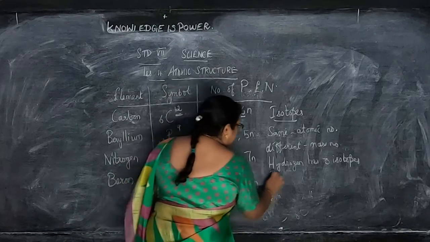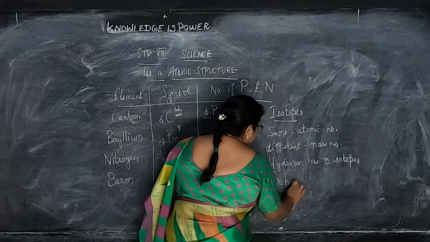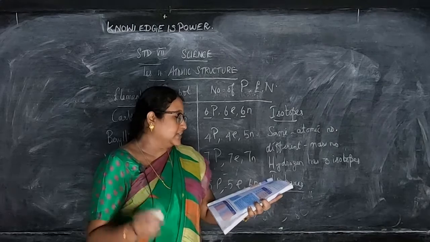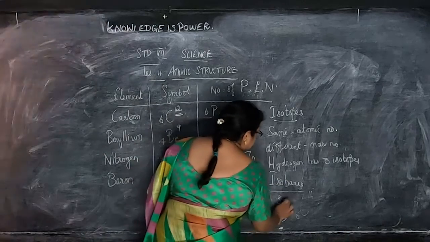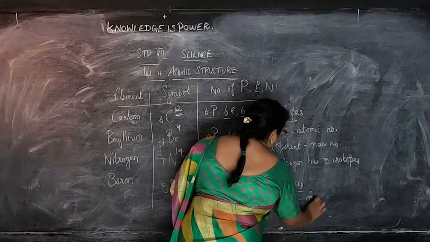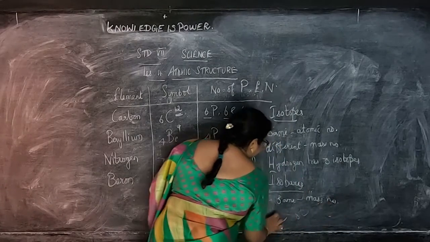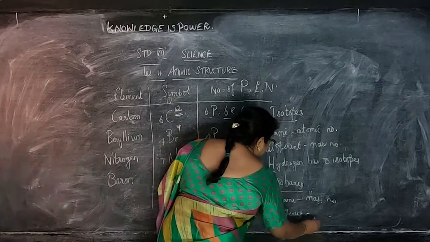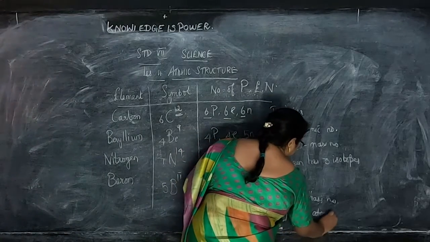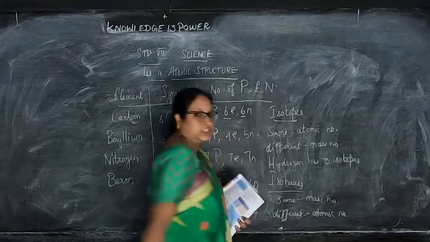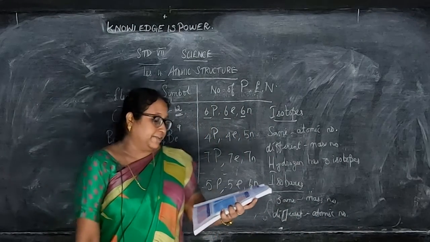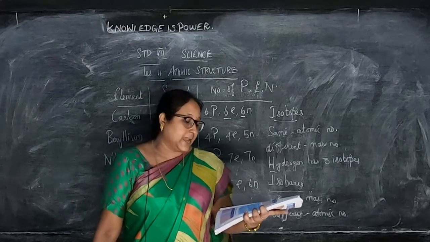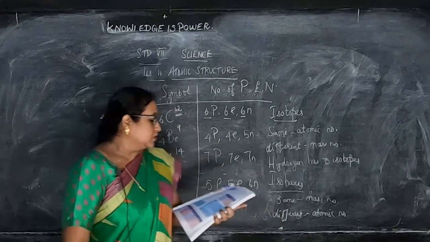And next we will go to the isobars. In isobars, what happens? It is totally different. They are atoms that have the same mass number but different atomic numbers. So it is totally different from isotopes. Okay, children, same mass number but different atomic numbers, and these are called isobars. For example, calcium and argon are given. So what are isotopes, children?